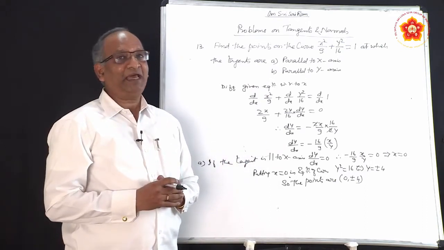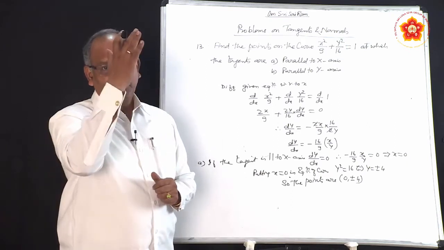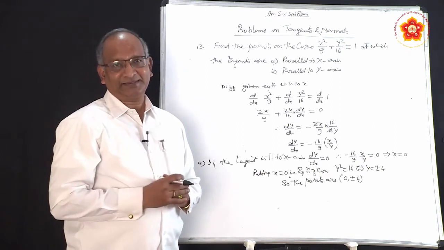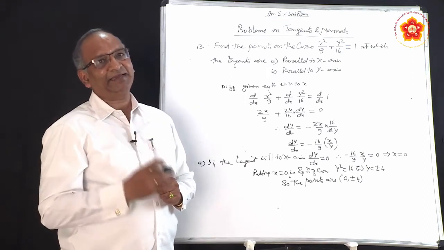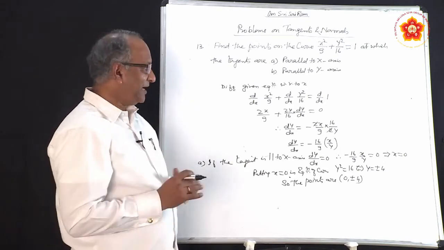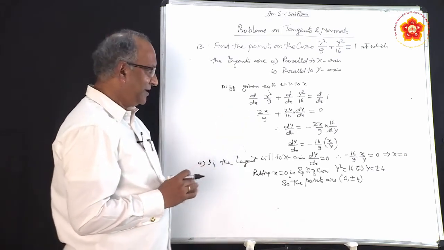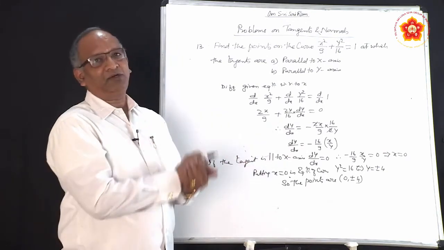What happens if they are parallel to the y axis? The slope is going to be 90 degrees. If the slope is 90 degrees, tan 90 degrees is infinite. And if you substitute that value for dy by dx, instead of getting x equal to 0, you are going to get y equal to 0.